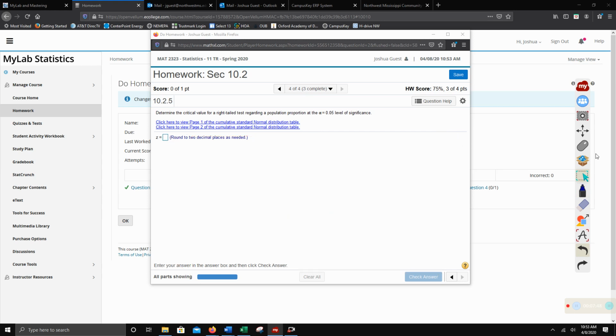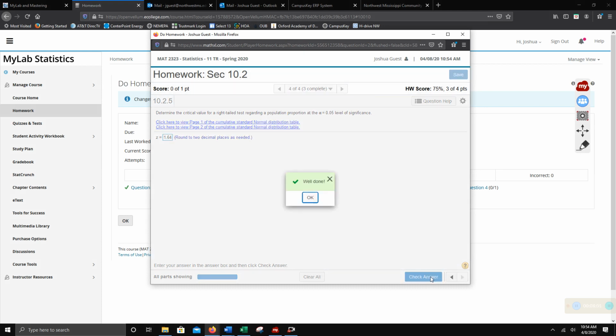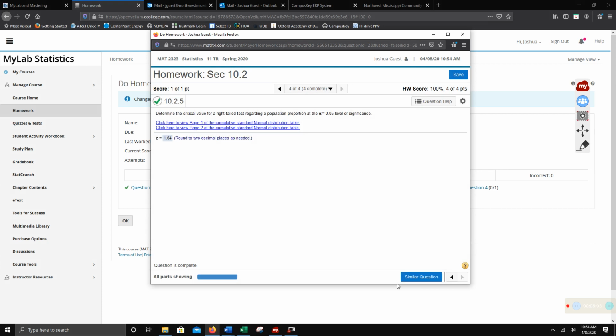Okay, so let's look and see here, 1.64. But I have seen 1.645. It's just here we're told 2 decimal places. So we don't need to do a 0.645. That would not be correct. So well done. So let's go back and let's pick, where's question 3?